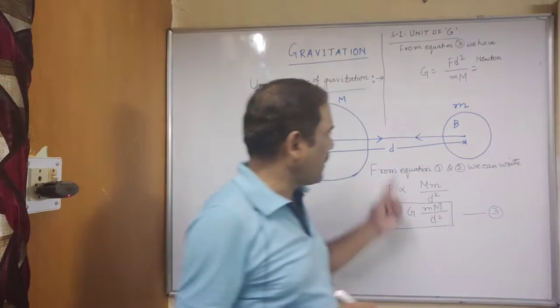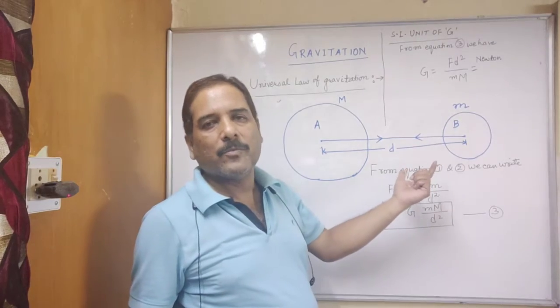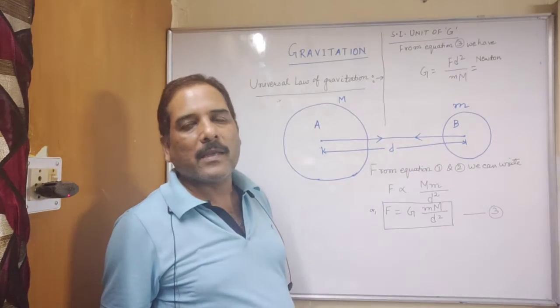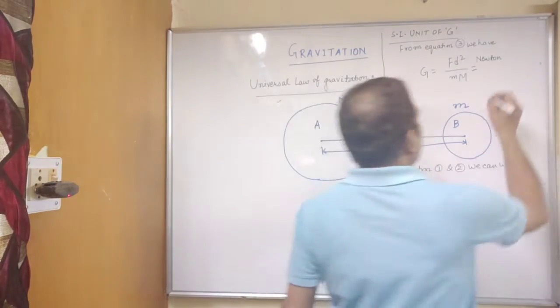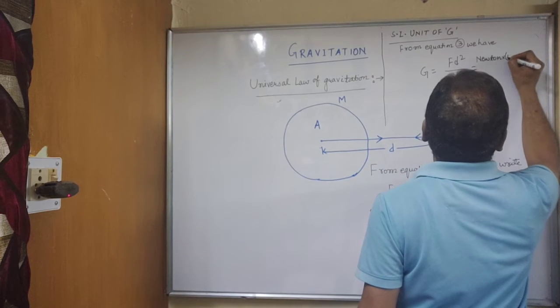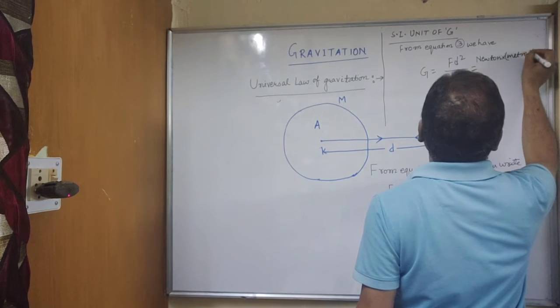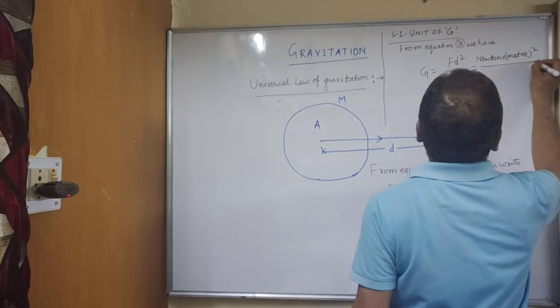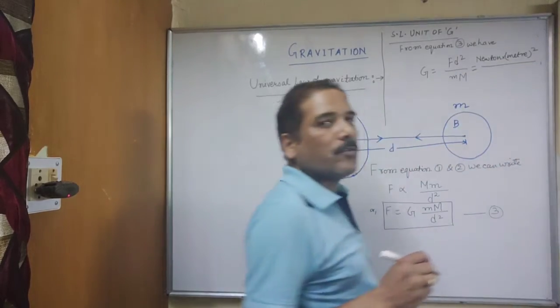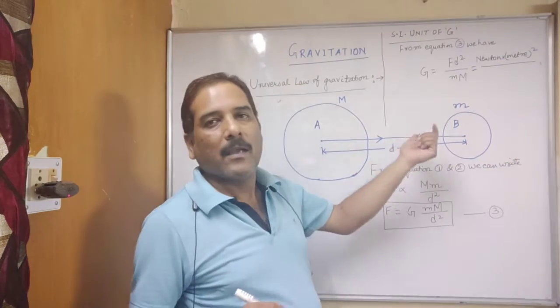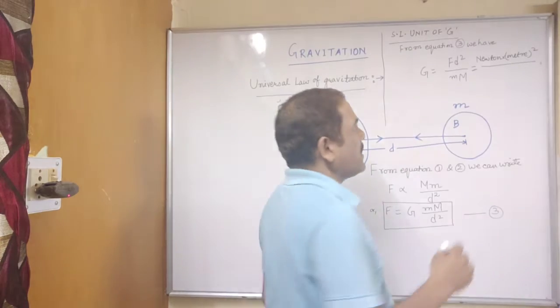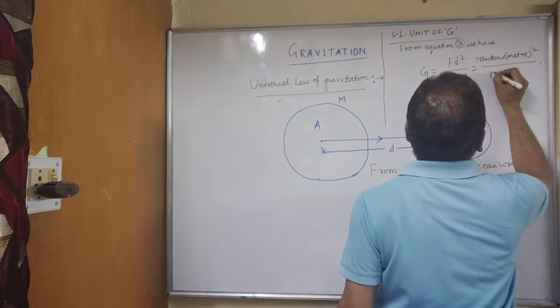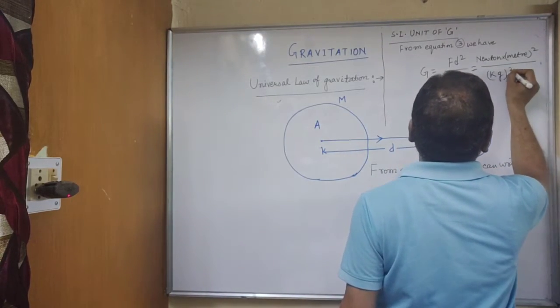D stands for distance between the two masses. So SI unit of distance is meter. So it will be meter square divided by m into m, product of masses. So SI unit of mass is kilogram. So it will be kg square.